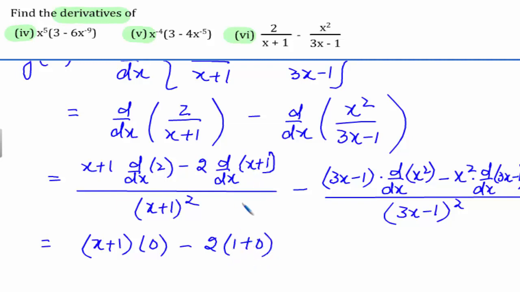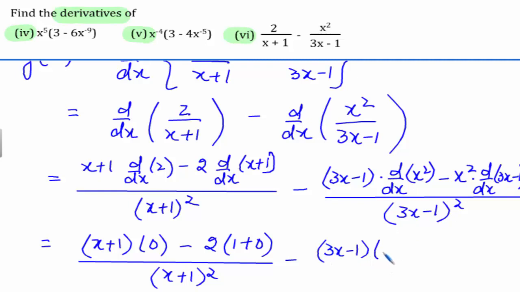minus 3x minus 1. Now derivative of x square is 2x, minus x square, and derivative of 3x minus 1 is 3 minus 0. Since derivative of 3x with respect to x is 3 into 1, that is 3, and derivative of constant with respect to x is 0, whole divided by (3x minus 1) whole square. Now let us simplify it further.